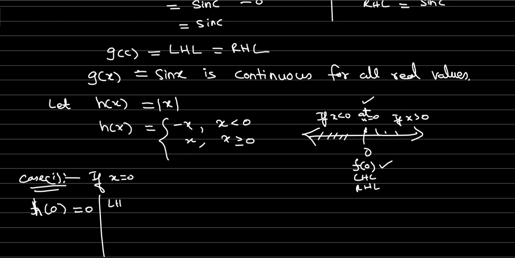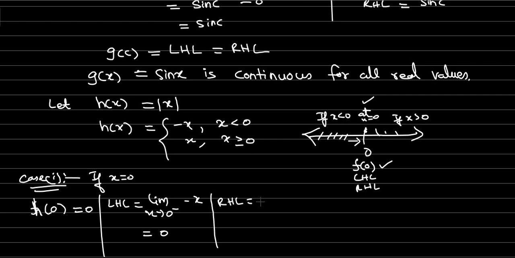Now the left hand limit. From the left side it's approaching towards 0. Left side closed values are less than 0, approximately 0 but less than 0. If it is less than 0, the suitable function is the first function. So the limit as x approaches 0, the suitable function is minus x. Now applying the limit, the same result we will get. The left hand limit is also 0.